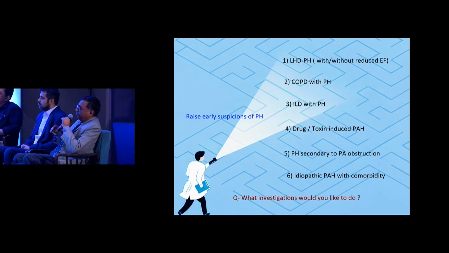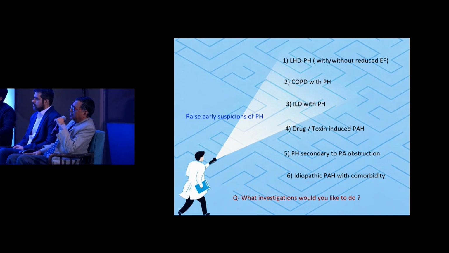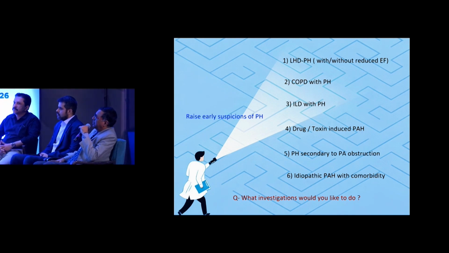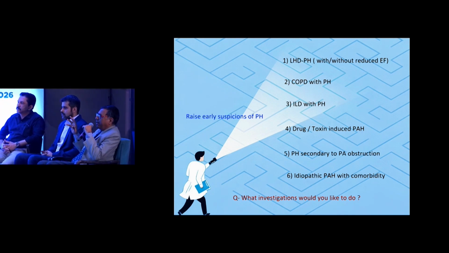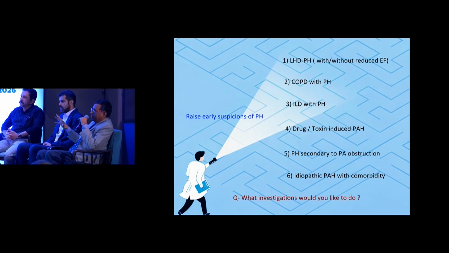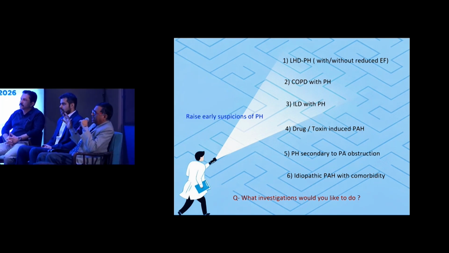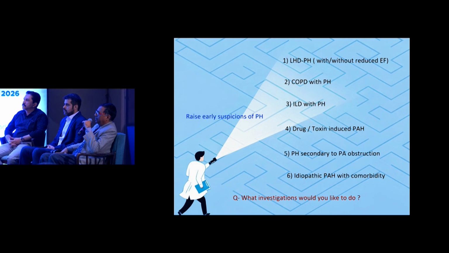So we are going to investigate the underlying disease. You have pointed out the disease. For left-sided disease, you said echocardiography will be done. For COPD, the lung function test will be done. For ILD, you are going to do lung function, HRCT, and finally idiopathic. Yes. Do you want to add anything else, Dr. Tala?